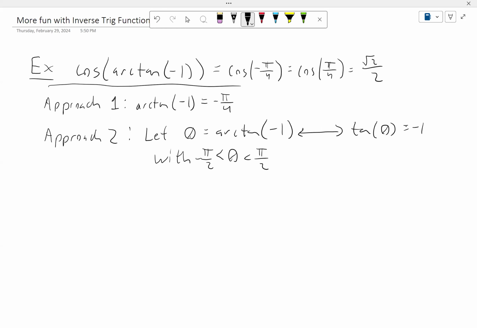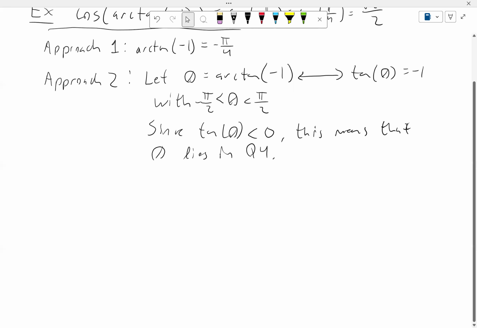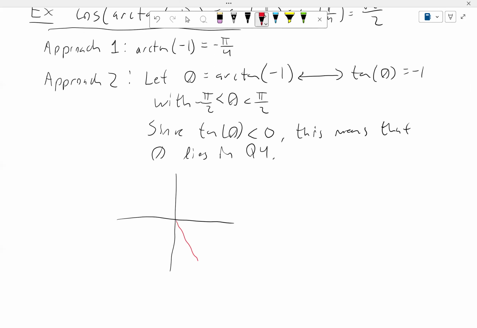Okay, now, since tangent of theta is -1, which is less than 0, so our tangent is negative, this means that theta lies in quadrant 4, right? It has to lie in quadrant 4. So I'm going to go ahead and draw this angle in quadrant 4 then, okay? So I'll put some axes over here. I'll put my terminal side, let's say right there. Okay. And then now, this is my angle theta.